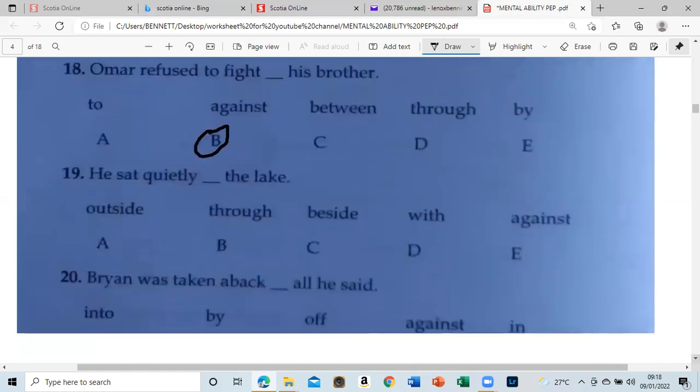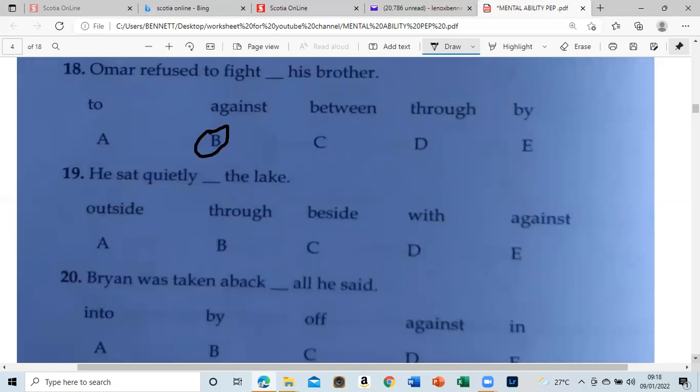Number 19, he sat quietly blank the lake. Is it he sat quietly outside the lake, or through the lake, or beside the lake, or with the lake, or against the lake? And the number 19 is C.